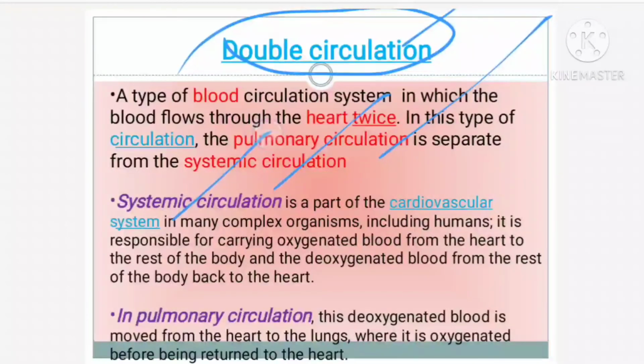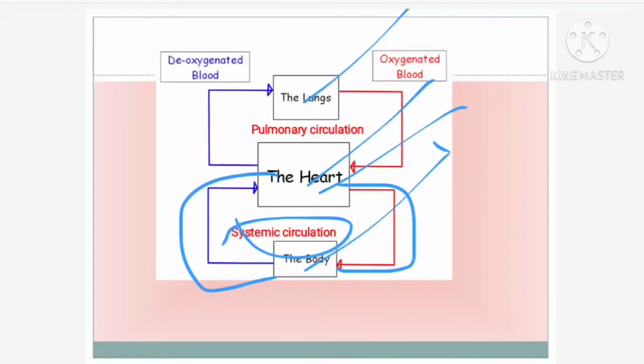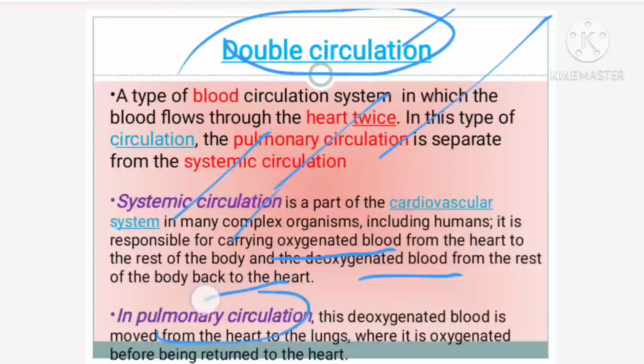In systemic circulation, the cardiovascular system, including humans, is responsible for carrying oxygenated blood from the heart to the rest of the body and deoxygenated blood from the rest of the body to the heart. So, you can find in systemic circulation, from the heart to the rest of the body oxygenated blood is carried, and from various parts of the body to the heart deoxygenated blood is collected. So, this is called as what? The systemic circulation.